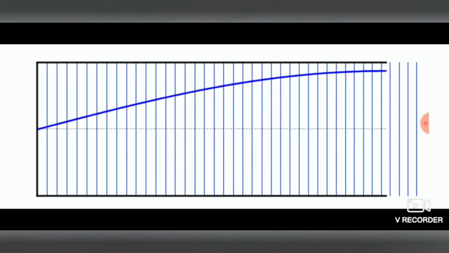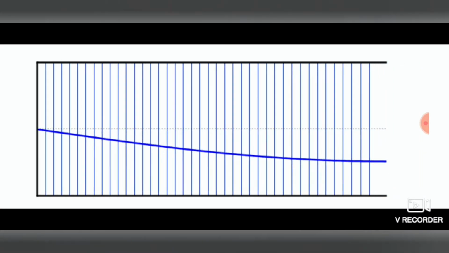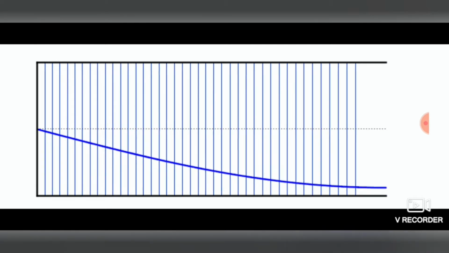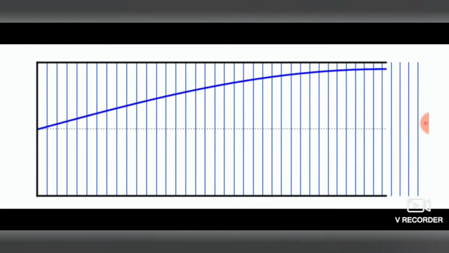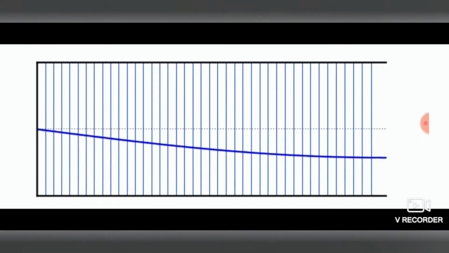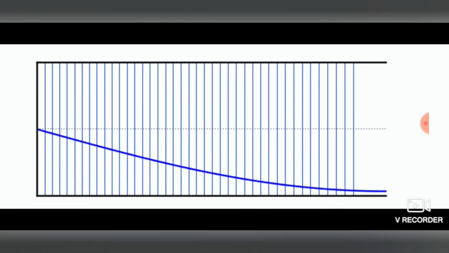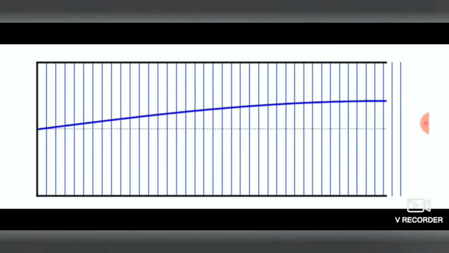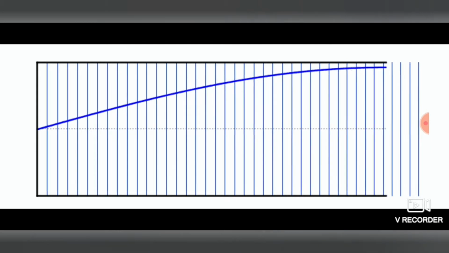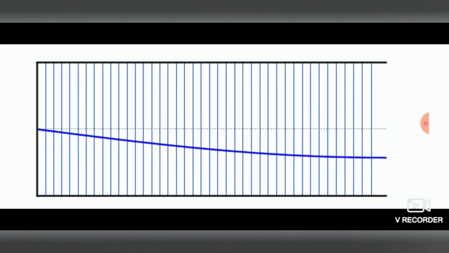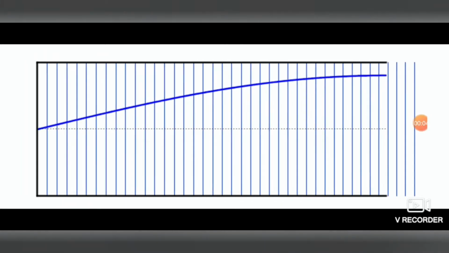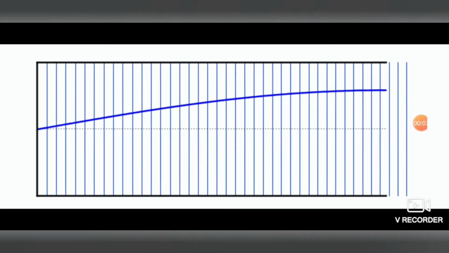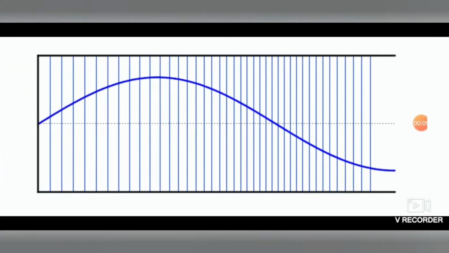Dear students, you can see here the vibrations of an air column, the air column in an organ pipe which is closed from one side. As you can see, at the closed end a node is formed, and at the open end an antinode is formed. This is the first mode of vibration, and it is of length lambda by 4.